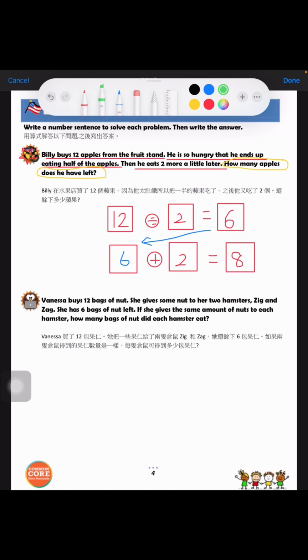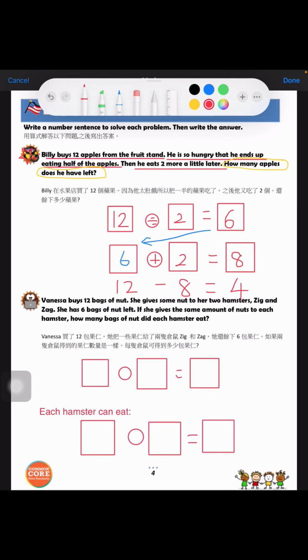But the question asks us how many apples are left. So we can subtract 8 from 12. So there are 4 apples left. Now let's move on to the next question.